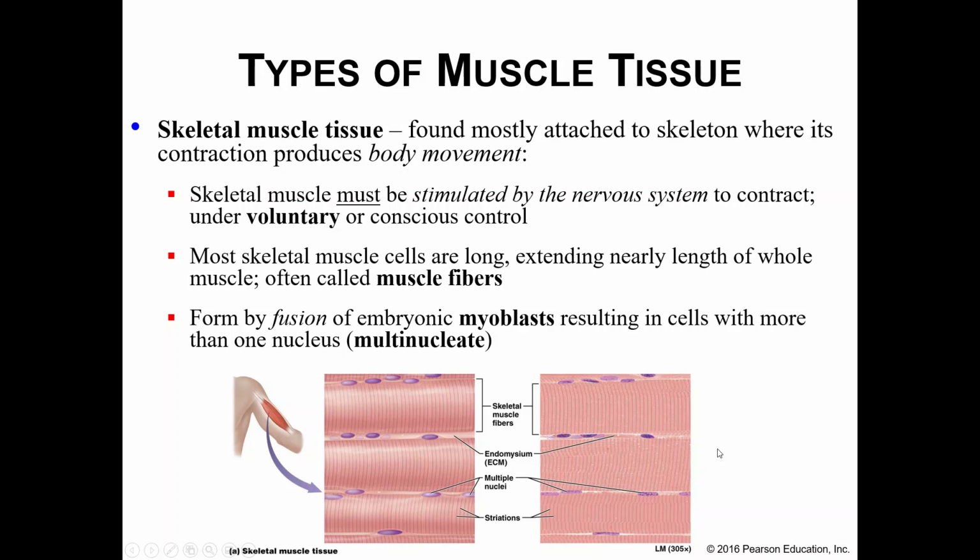I think these look like striped straws. That's what I usually call them, striped straws. They're long and skinny like a straw, and then you can obviously see the striations, the stripes. So that is skeletal muscle. They're voluntary, they're multinucleated, and they are striated.